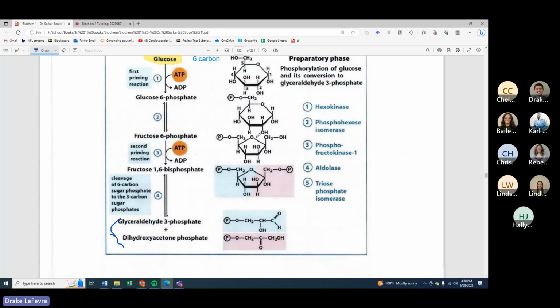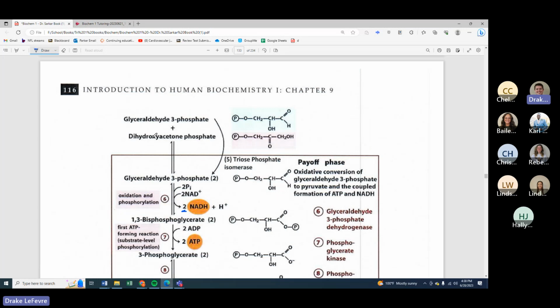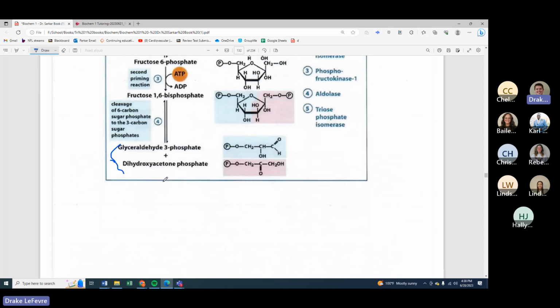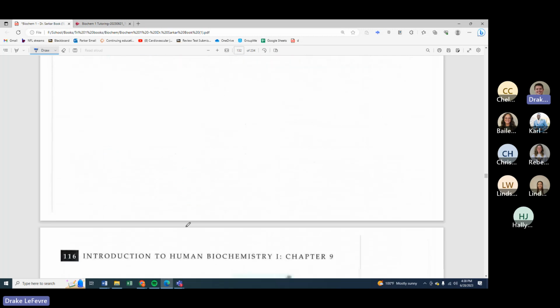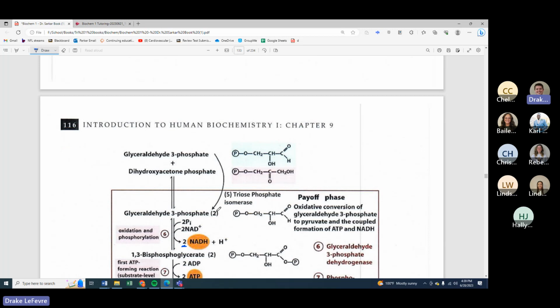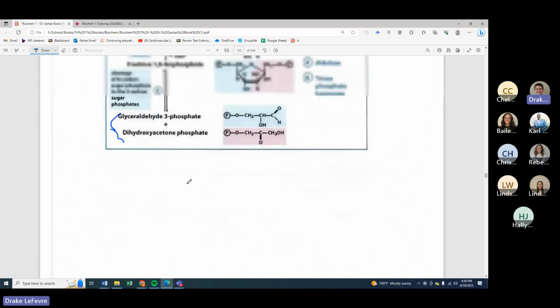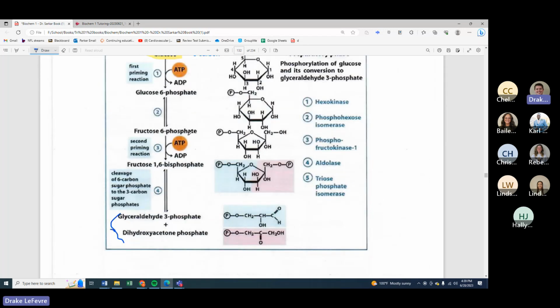And then we convert that DHAP to a glyceraldehyde 3-phosphate, and thus begins our payoff phase. So that's really split right in the middle. Getting to our second glyceraldehyde 3-phosphate is our step 5. So remember, that is our midpoint. If you know the end and you know the middle and you know the beginning, you'll be in much better shape to figure out where everything else goes.